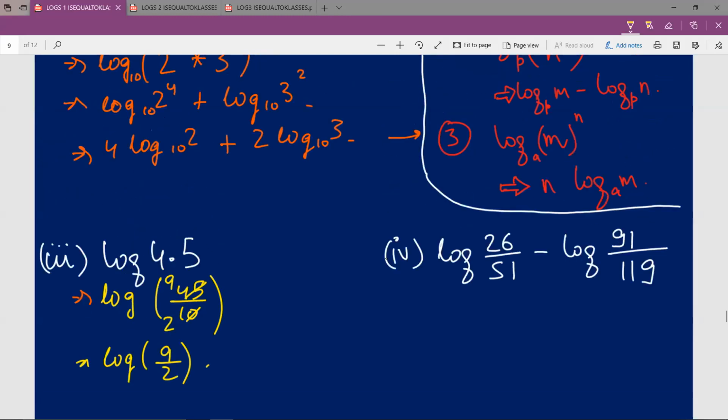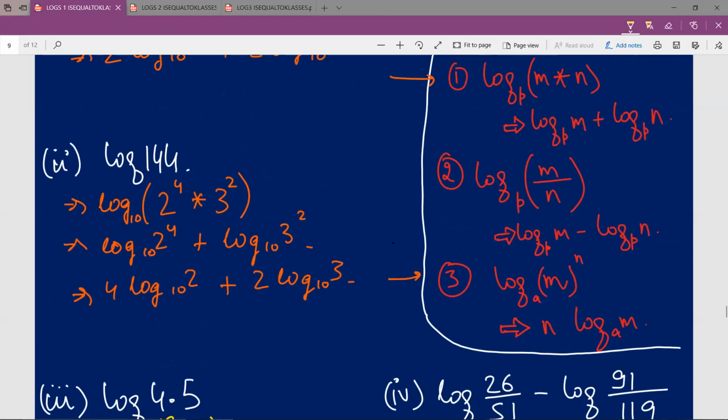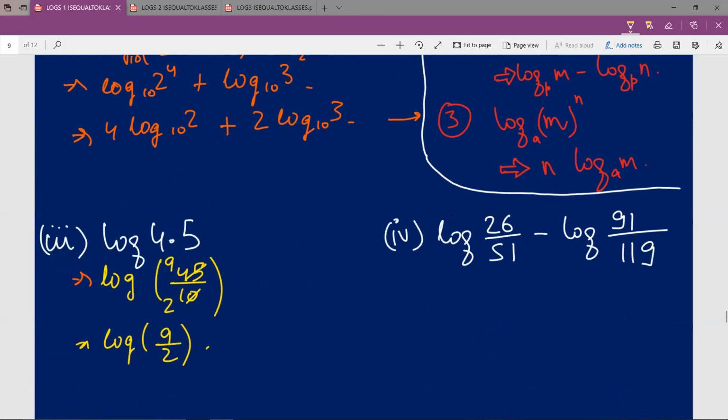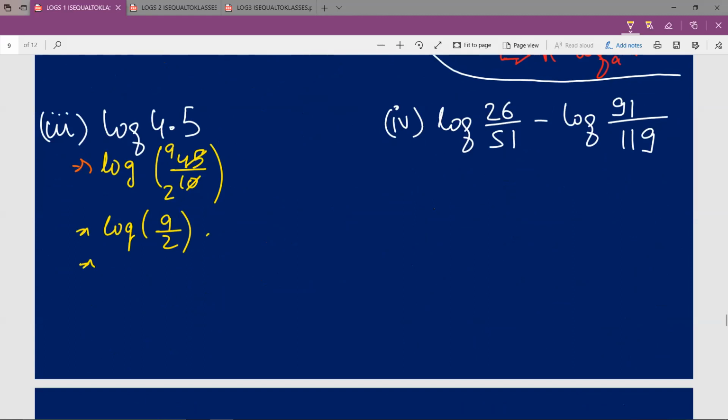Now in the second law, over here, it is mentioned that log of m divided by n to the base p is equal to log of m to the base p minus log of n to the base p. In the first law, it is log of m into n. In the second law, it is log of m divided by n. And therefore, in the first law, there is an addition symbol, and in the second law, there is a subtraction symbol. Now over here, it is 9 divided by 2. So we'll be taking the second law. So over here, log of 9 by 2 can be written as log of 9 minus log of 2.